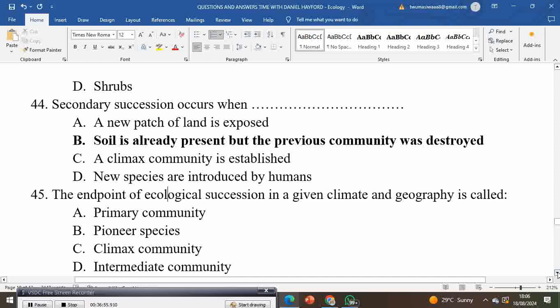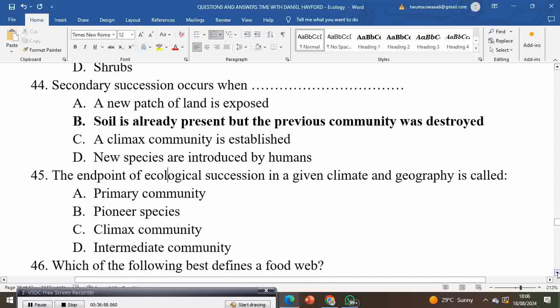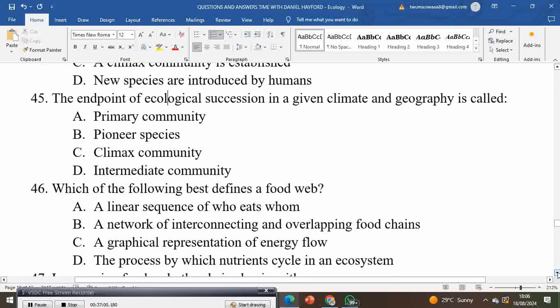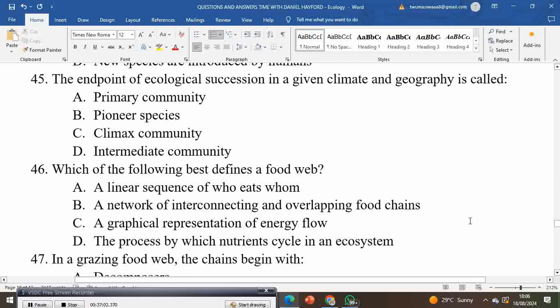Now, question number 45. The endpoint of ecological succession in a given climate and geography is called a primary community, pioneer species, climax community, or intermediate community. So question 45, what's your best option? C, climax community. The endpoint of ecological succession in a given climate and geography is called climax community.